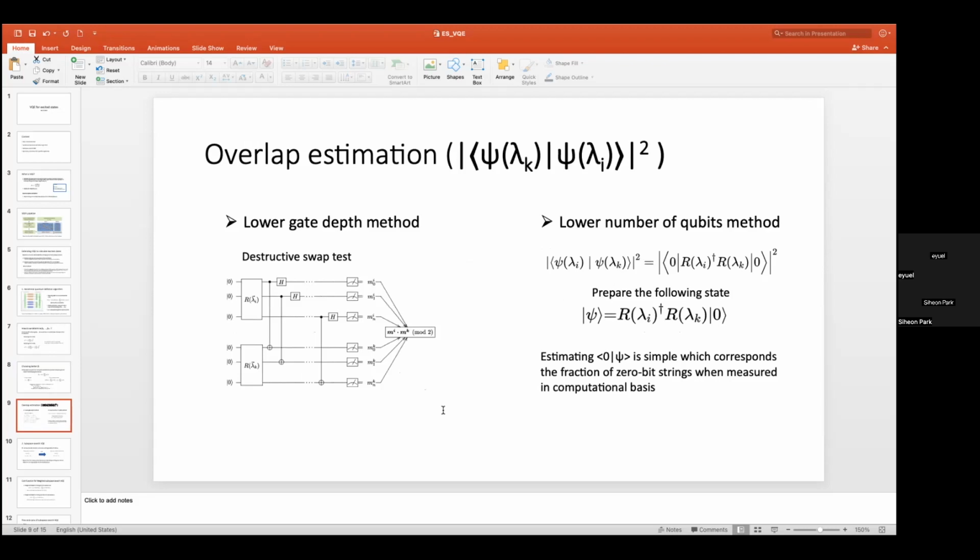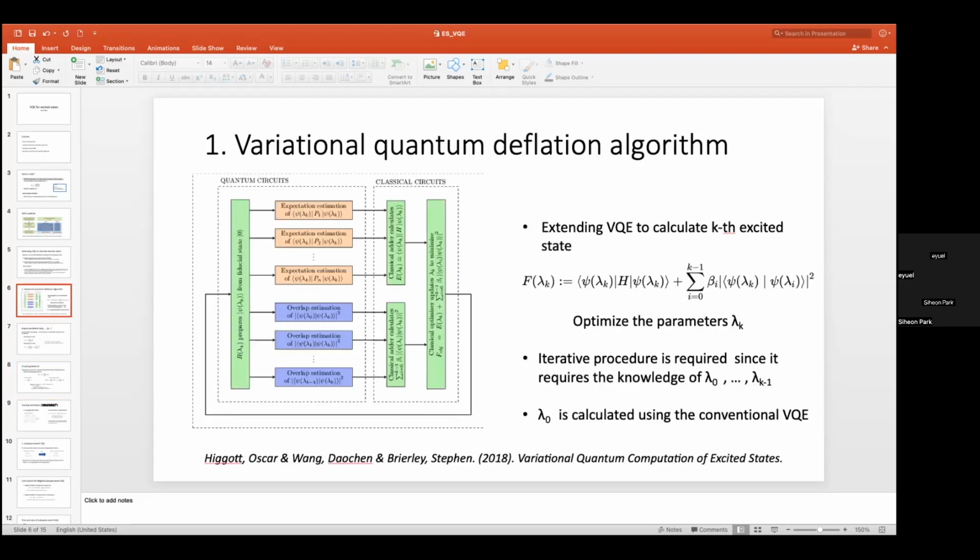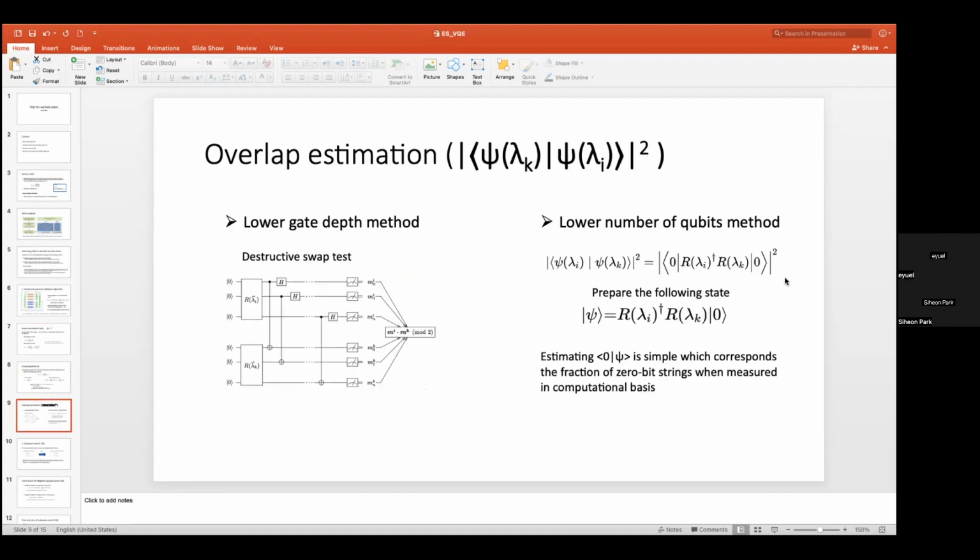And the other thing is, we talked about how to choose this beta I. The other extension is calculating this state overlap. In order to calculate the state overlap, there are two possible ways of doing it. One is just to use the swap test, and using the swap test requires an additional number of qubits. So there are two ways. If we want a lower number of qubits, we can use this method. And if we want a lower depth method, we can use this method.